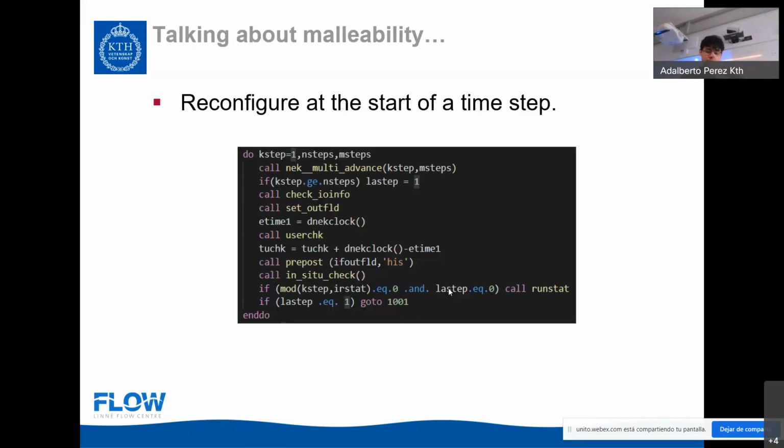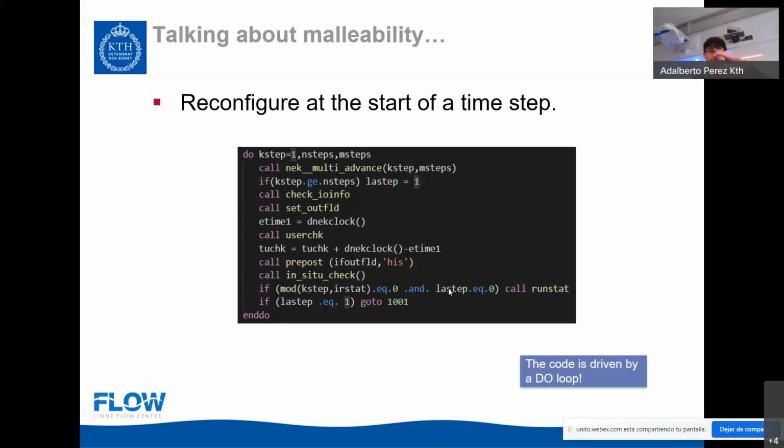Well, now that we are talking about malleability, the question has been raised multiple times of where a code could be injected with malleability, like at which stage of the code we could spawn or despawn processes. And I would say that for NEK5000, a very obvious choice would be at the beginning or at the end of every time step.